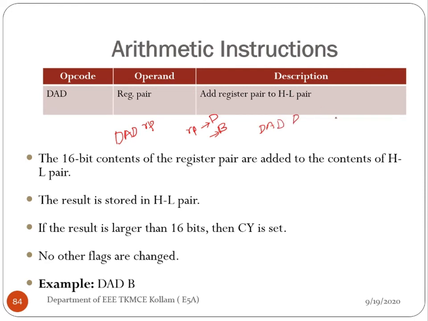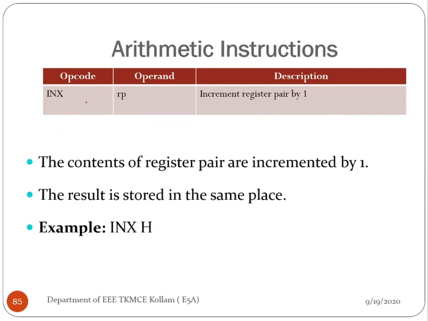Whenever this instruction is executed, the content of the DE register pair is added with the content of the HL register pair and the result is saved in the HL register pair. That is, the 16-bit content of the register pair is added to the content of the HL register pair and the result is saved in the HL register pair. If the result is larger than 16 bits, then the carry flag will be set. No other flags are changed. Only the carry flag is affected during DAD operation. Example: DAD B.